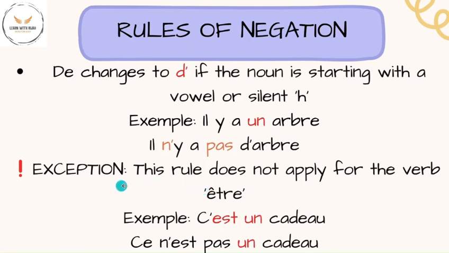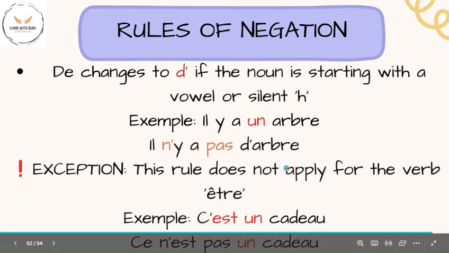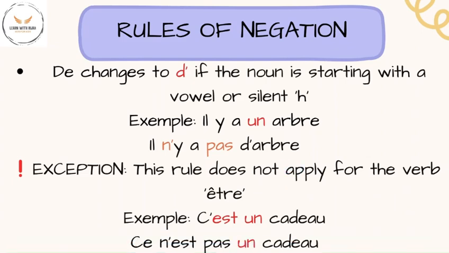However, there is an exception to this rule. This rule does not apply for the verb être. For example, c'est un cadeau. This is a gift. The negative of the sentence would become ce n'est pas un cadeau. We used ne and pas to form the negative of the sentence. However, compared to the first rule, where we should have ideally changed un to de, we won't do the same since être is the exception to the above rule. So the sentence remains ce n'est pas un cadeau.